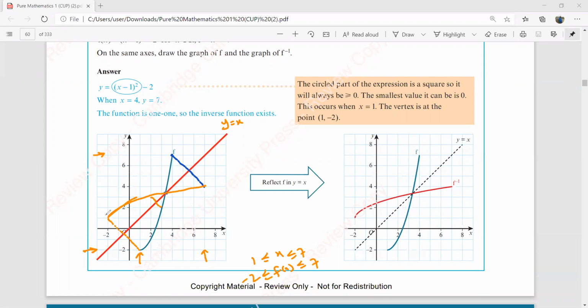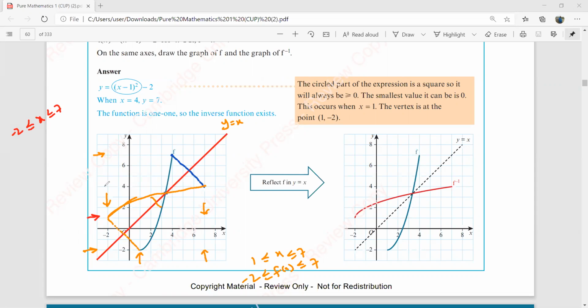If you look at the domain for this orange curve over here, the orange curve is starting from -2 and ending at x equal to 7. So the domain for the orange one, let me write this in red, is going to be between -2 and 7. If you look at the range of this orange curve, it is going to be starting from y equal to 1 and going up to here.